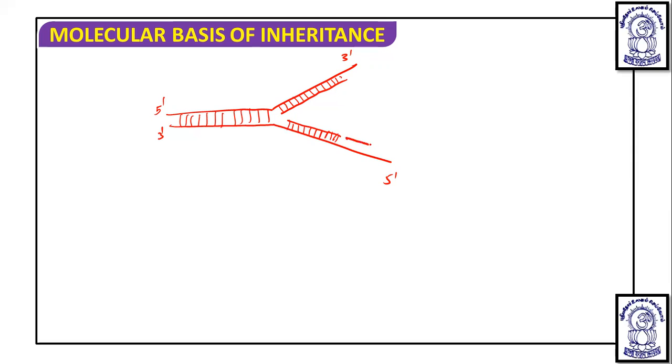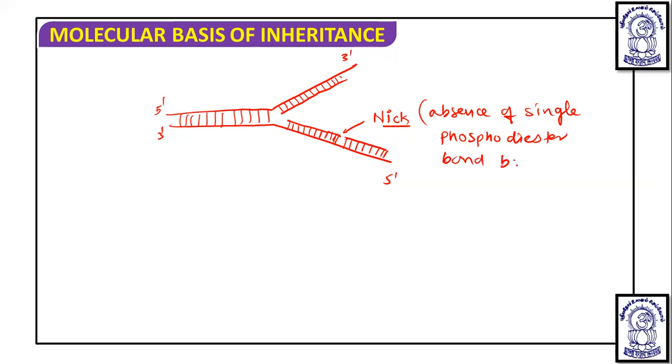After filling the gap, you will see that the strands are getting doubled. And here you will see one bond is missing, and this one bond is missing, that is known as a nick. This is known as nick. So a nick is nothing but just the absence of a single phosphodiester bond between the two Okazaki fragments.